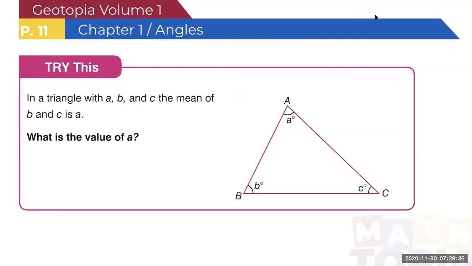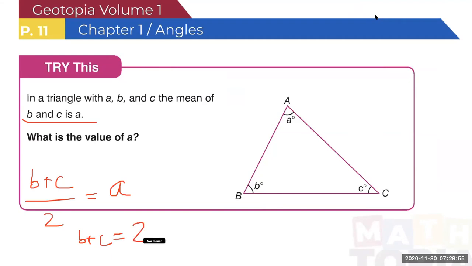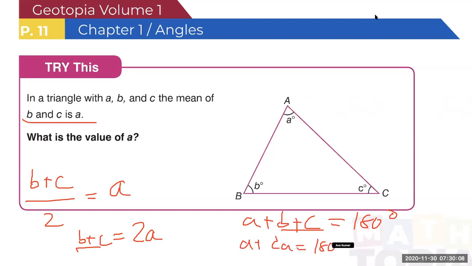So, in a triangle of A, B, and C, the mean of B and C is A. What that means is that B plus C over 2 is equal to A. And if we want to get rid of the 2 in the denominator, we can say that B plus C is equal to 2A. What's the value of A? Well, A plus B plus C will be equal to 180 degrees. We already know B plus C is the same as saying 2A. So we could say A plus 2A is 180 degrees, 3A is 180, and A is 60 degrees.